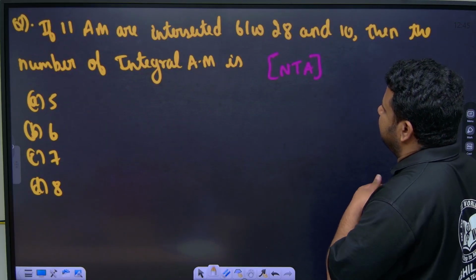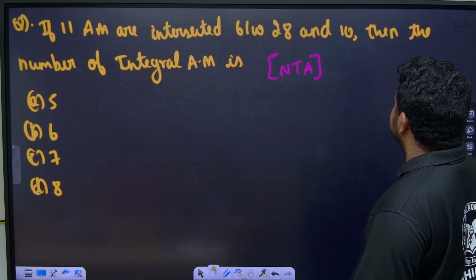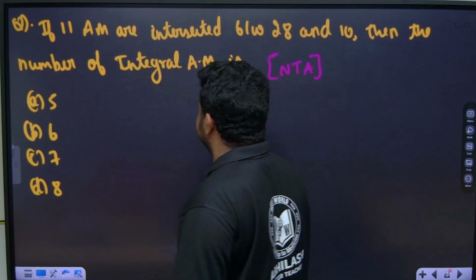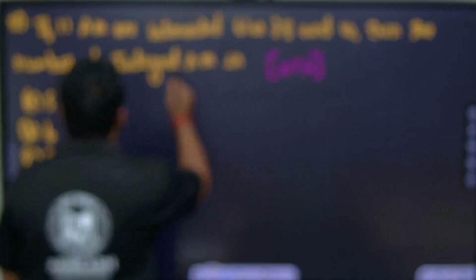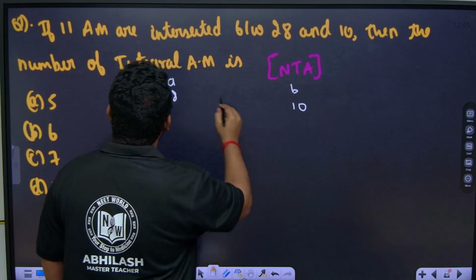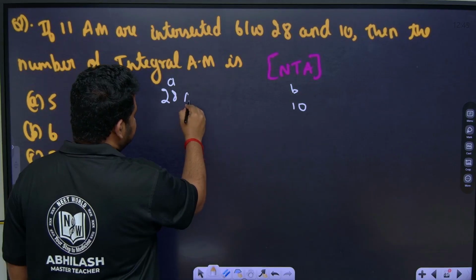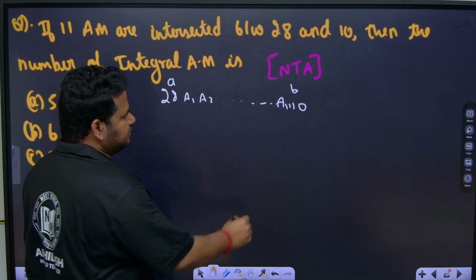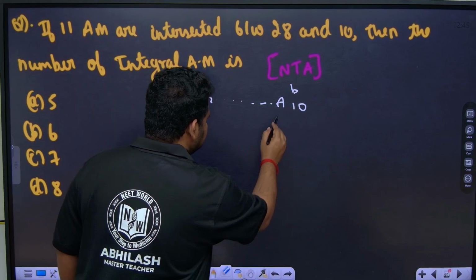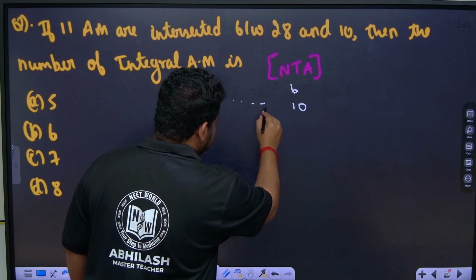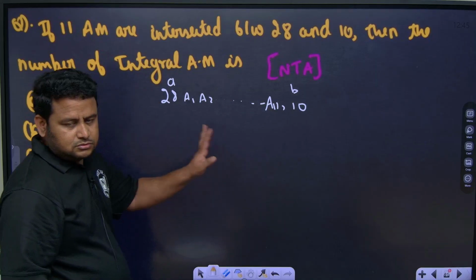Now, if 11 arithmetic means are inserted between 28 and 10, then find the number of integral AMs. They are asking the number of integral AMs. The first number a is 28 and the last number b is 10. They are telling 11 arithmetic means, that means A1, A2 up till A11. So this is what we got.